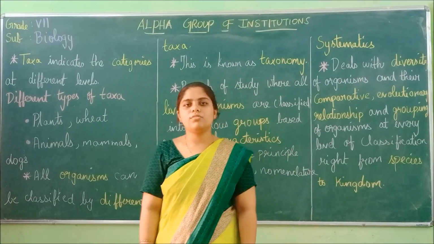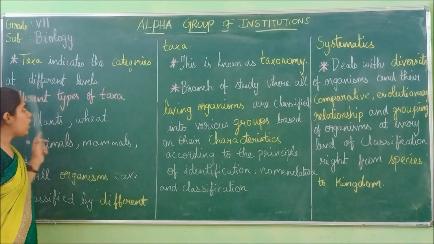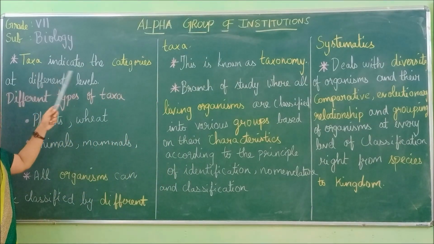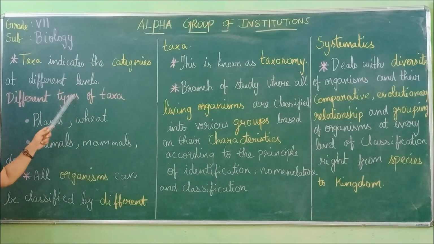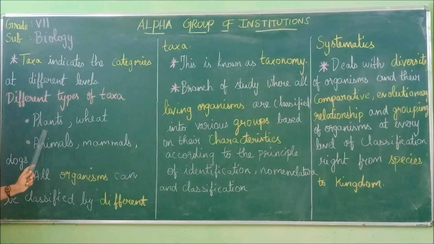Now I will give you a short recap from the first. First we saw what is taxa. Taxa indicates the categories at different levels, and we saw the different types of taxa, that is plants and weed. These are two types of taxa. This is one example. Then animals, mammals, dogs. These are one group of taxa. So each one is a taxa. This taxa includes all the animals. Mammals includes all the mammal type of animals. Dogs means all the different breeds of dogs are brought under dogs. So these are the taxa, for example.